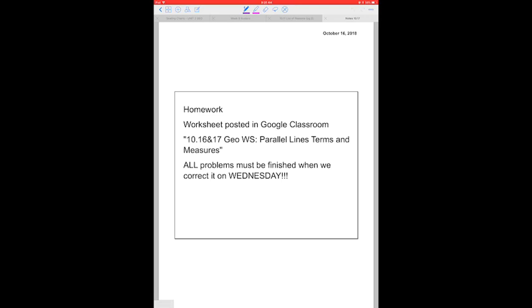So based on those relationships, finish the worksheet I passed out yesterday. Check your angle terms, and then complete numbers 9 through 22 using our conjectures.